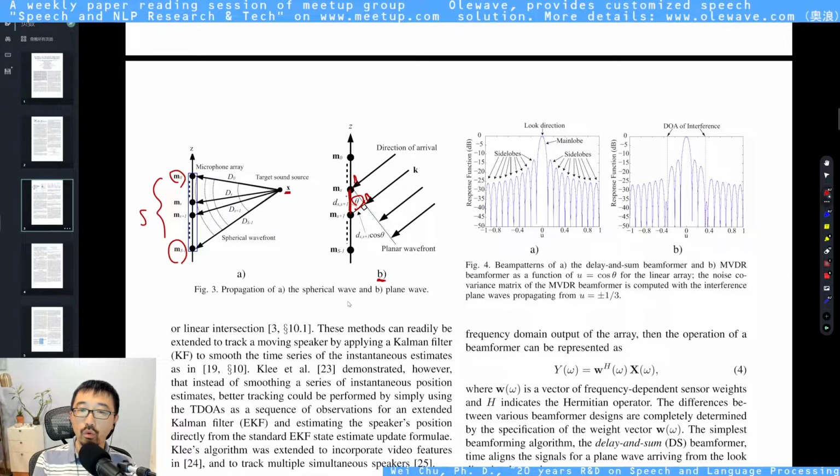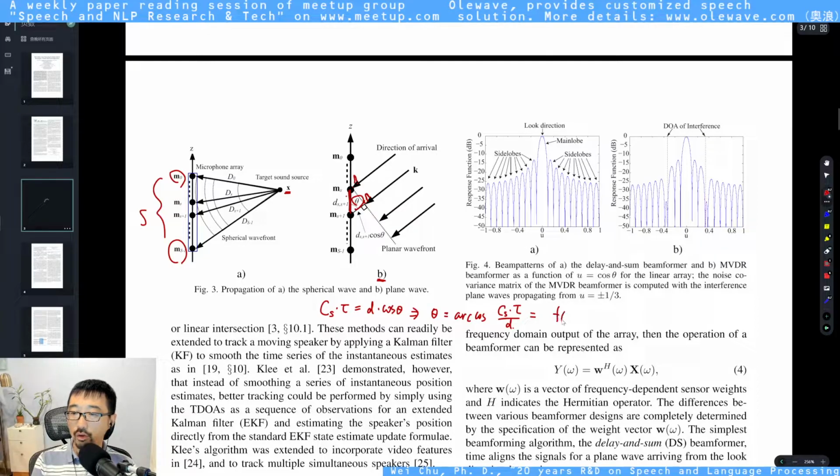And we can measure this for sure. Suppose that we measure the delay and we know this is tau. And tau times the speed of sound in the air, cs, this distance is equivalent to d times cosine theta. And you can definitely tell this theta by doing this, right? Theta is arccosine of cs times tau over d. But it's pretty much a game of measuring the tau, okay?